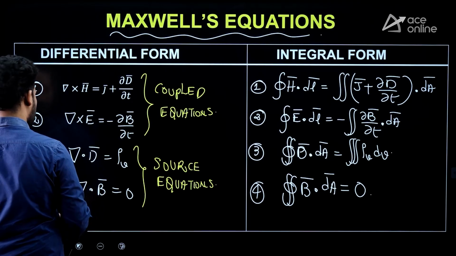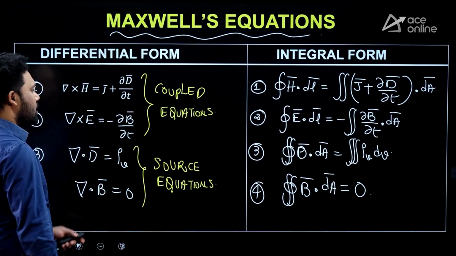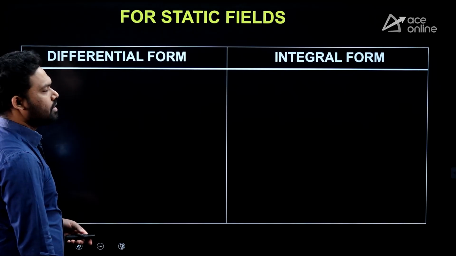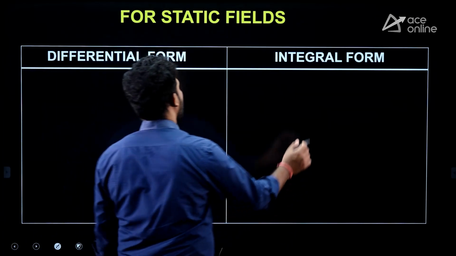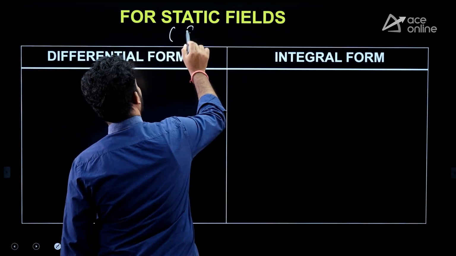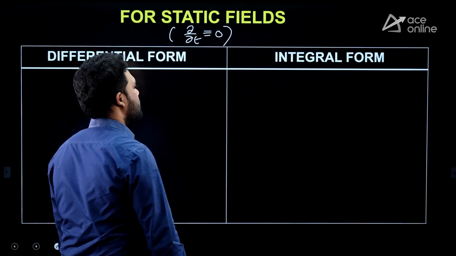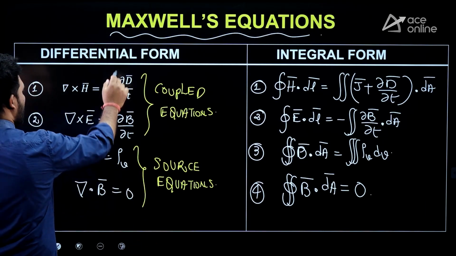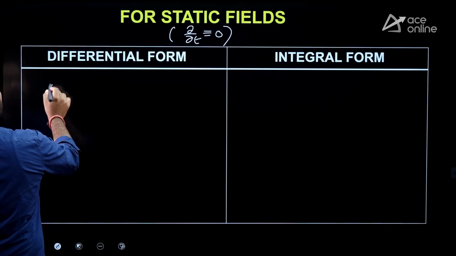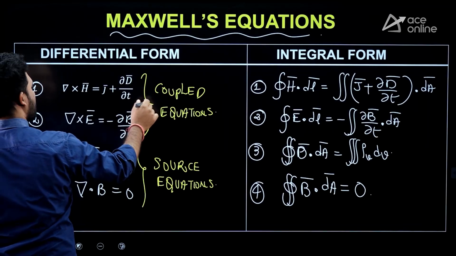Okay, guys. Now, how can you modify these? Even the static fields are also important. Static field means dou by dou t is equal to 0. There is no variation with respect to time. So, how can you modify these equations for the static case? Wherever you have dou by dou t, make that equal to 0.